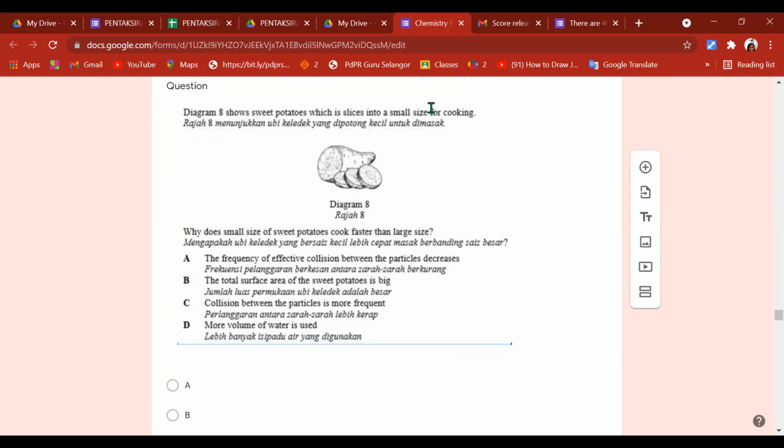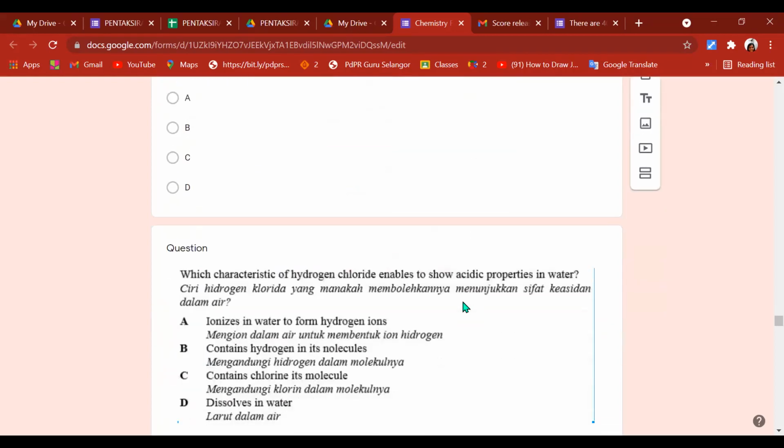Lama tak dengar suara Arif. Arif, make sure you didn't put in the wrong USB port again already, Arif. Okay, this is a rate of reaction question. Why does a small size of sweet potato cook faster? Because the total surface area of the sweet potato is big. Very good. Okay, the answer is B.